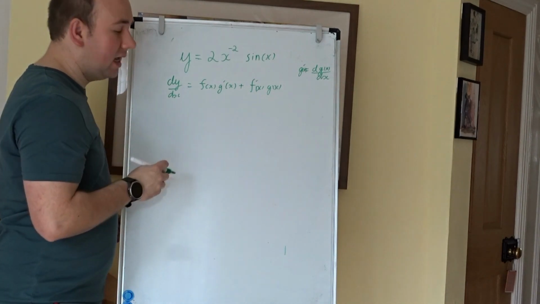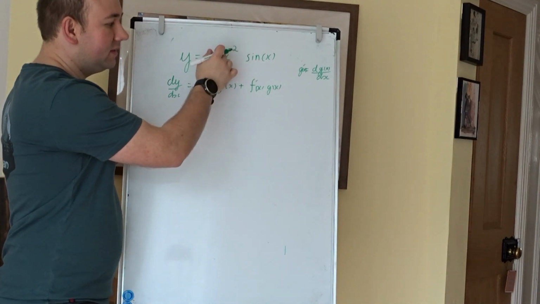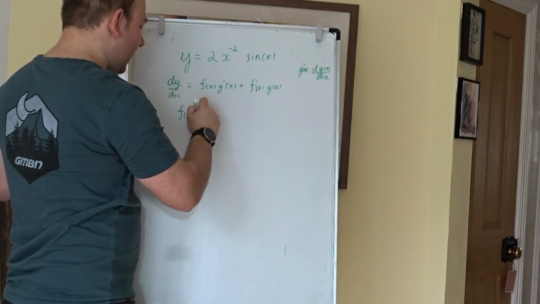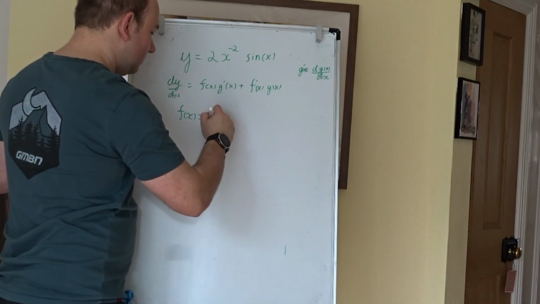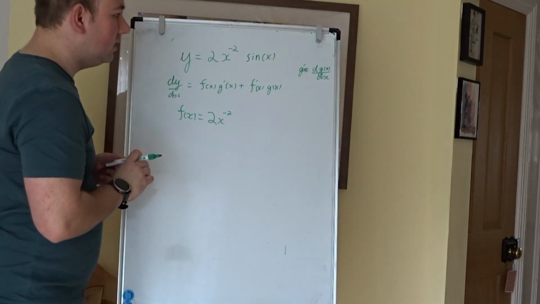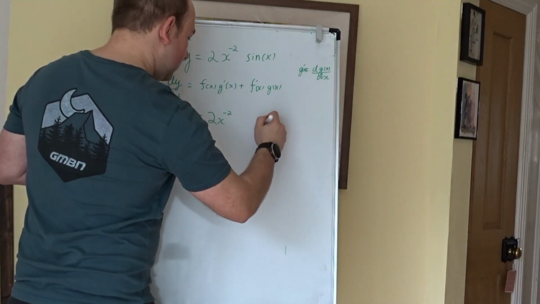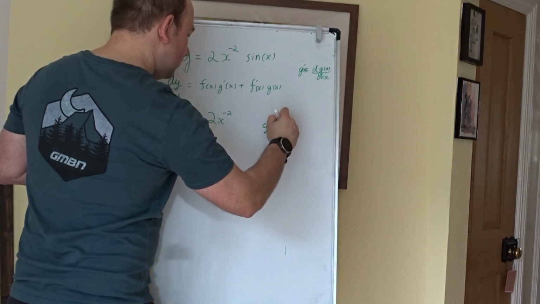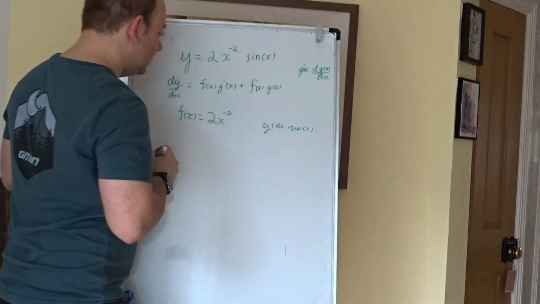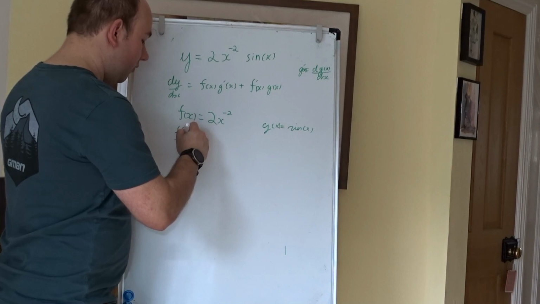So the way that I do these type of functions is I define the first simple function as f. So I write down f of x is equal to 2x to the minus 2. And I write the second function as the g of x. So g of x is equal to sine x.